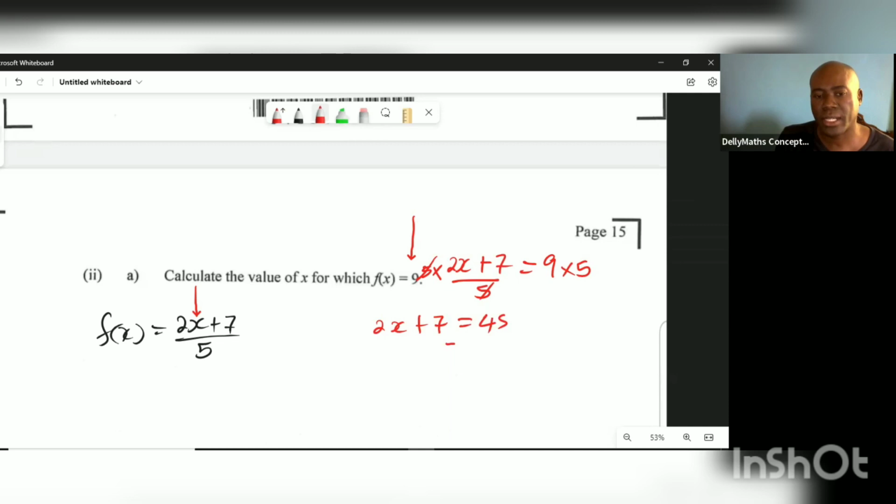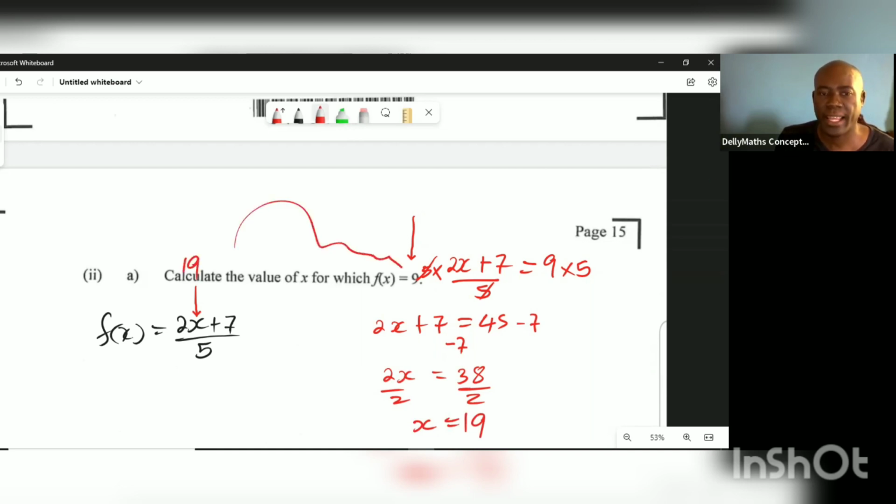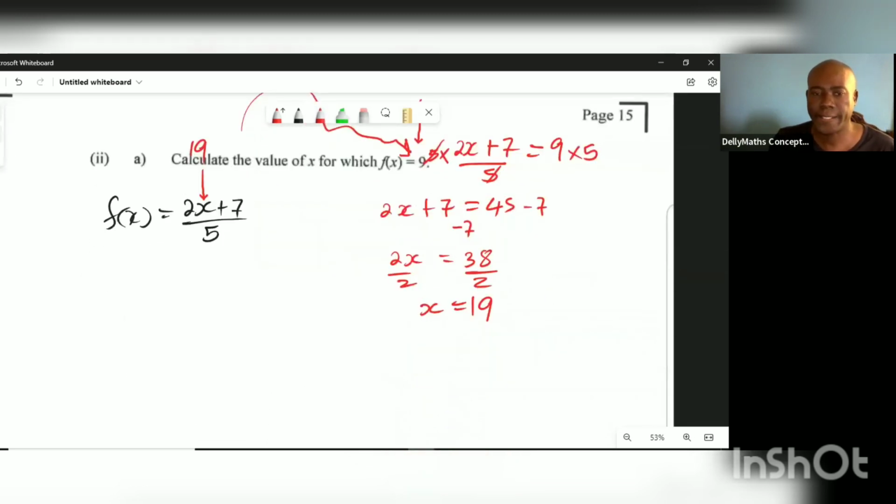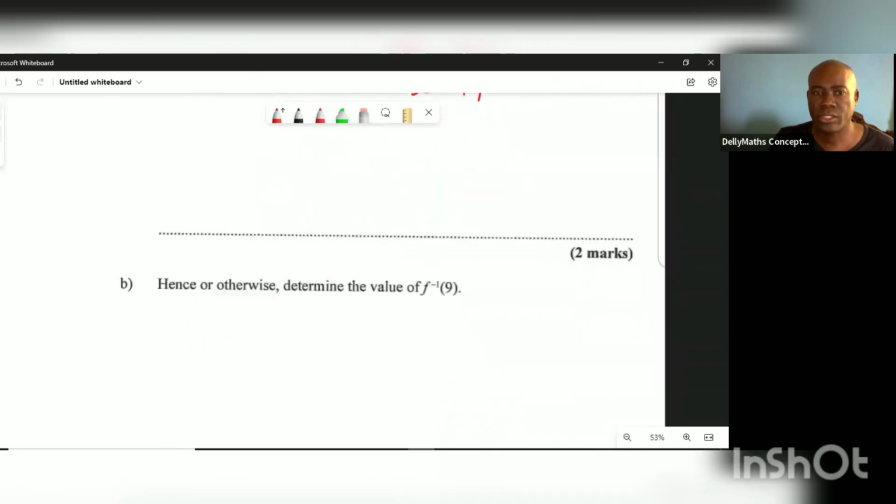I'm going to subtract 7 from both sides. So 2x is equal to 38. And then I divide both sides by 2. So x is equal to 19. In other words, if I plug 19 here and work out everything, I would get 9 as the answer. All right, so x is equal to 19 in this regard. Let's go further.